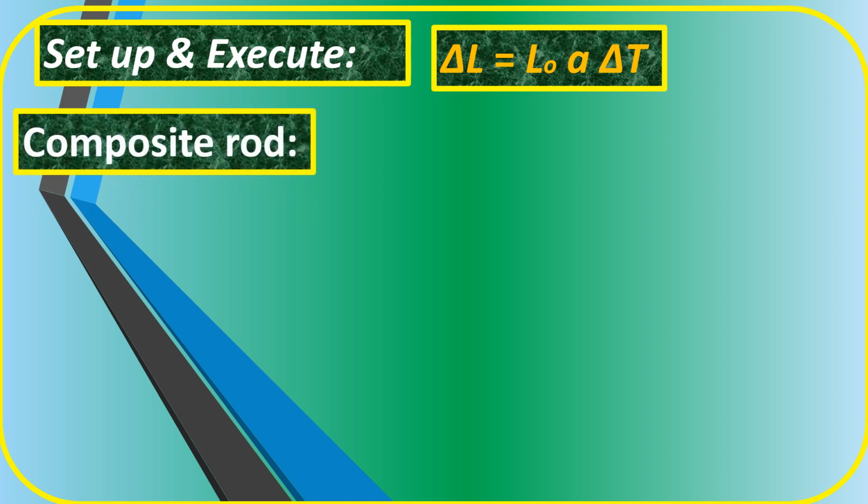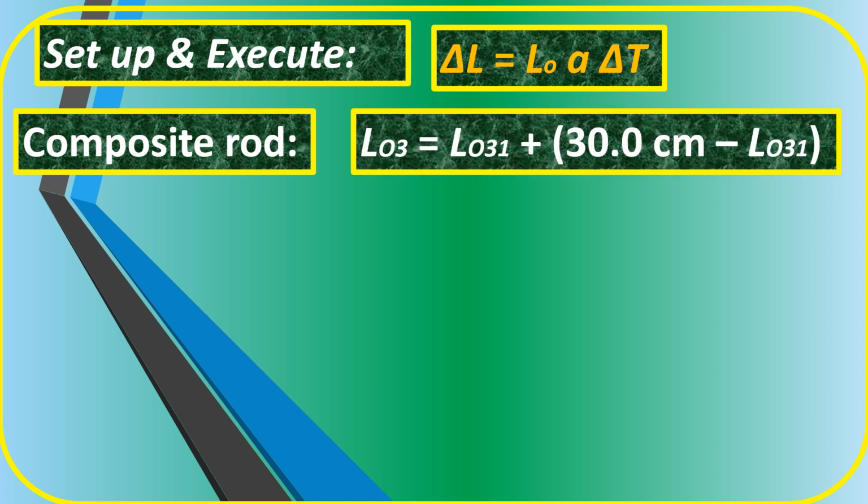All right, so moving on now to the computation of our target variables, we focus on the composite rod whose initial length, L naught 3, is also given as 30.0 centimeters. And we will let L naught 31 be the length of the rod 1 portion, and the rod 2 portion, of course, is equal to the difference between 30.0 centimeters and L naught 31.